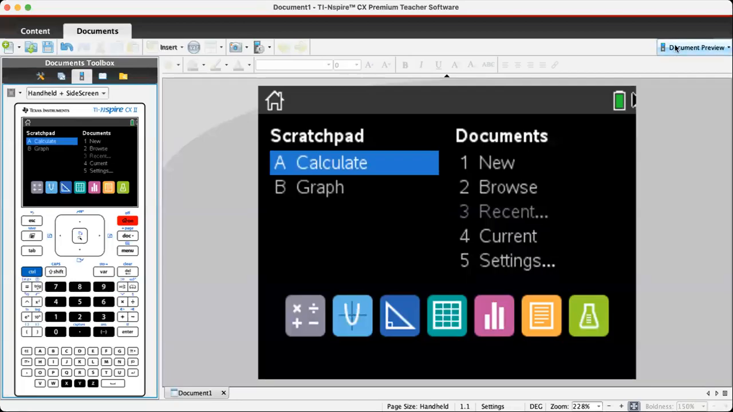Hi, welcome back. This lesson focuses on solving a system of linear equations using the graphing calculator.